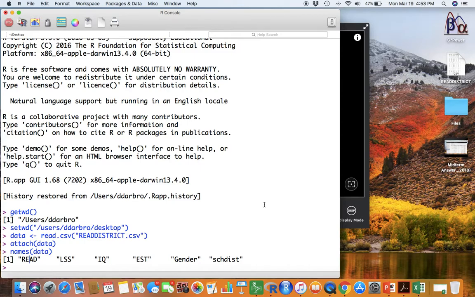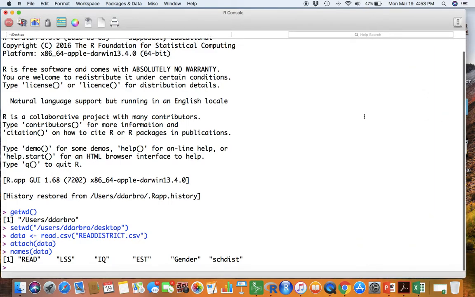So, guys, I think the first thing I'd want to do is define what kind of model we want to create here, and I want to be able to predict read from all the other variables. So I'm going to give my model a name and run lm, and I want read as a function of the other variables.